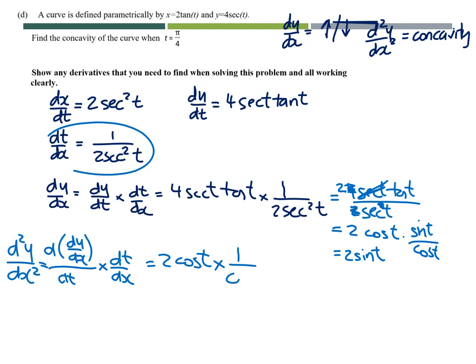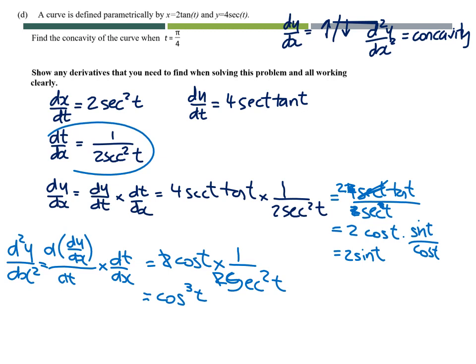1 over 2 sec squared t. All those 2s will cancel, won't they? They'll simplify. Sec squared is the same as 1 over cos squared. Cos t times 1 over cos squared t is just going to give you 1 over cos cubed t. Okay, so there's my d squared y over dx squared.